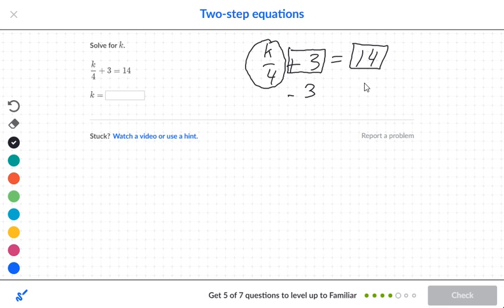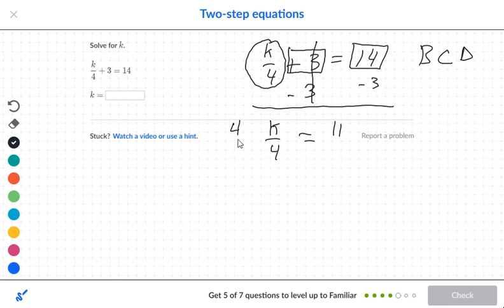So to move a positive 3, it's going to become a negative 3. And only the boxes get the negative 3. So we're going to say k over 4 is now equal to 14 minus 3 is 11. Now, again, our rule is BCD, box, do the boxes, do the circles, divide. But in this case here, we're not going to divide, so this one actually goes against the last part of the rule. So this is one of the few instances where you have to multiply. That doesn't occur a lot, but sometimes you will have to multiply.